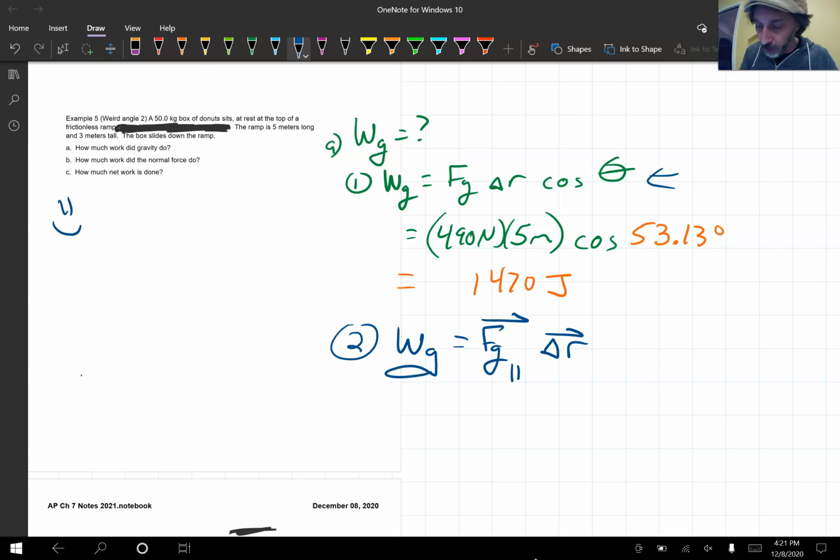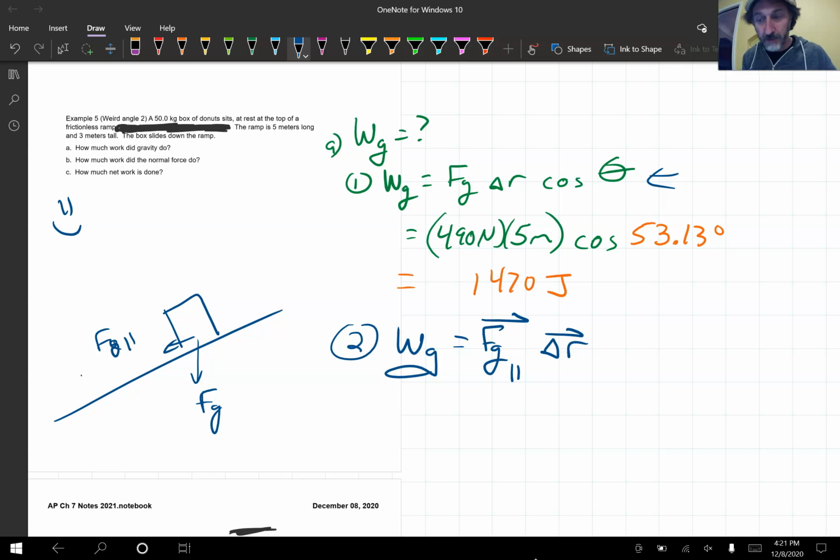Okay, so let's make our drawing. We've got our F_G, and what we want is our F_G parallel, because the F_G perpendicular doesn't actually do any work. The idea is that it's this component of gravity that is parallel to the displacement that is actually doing the work.